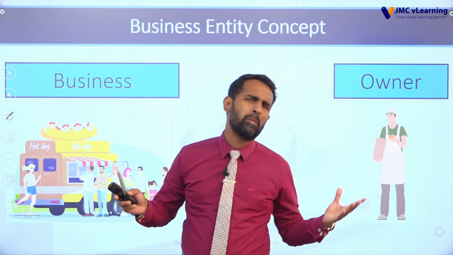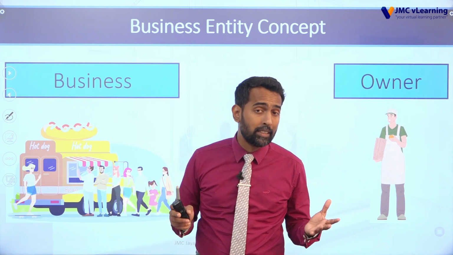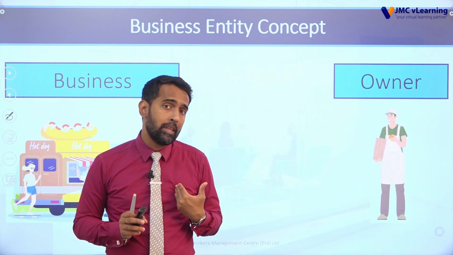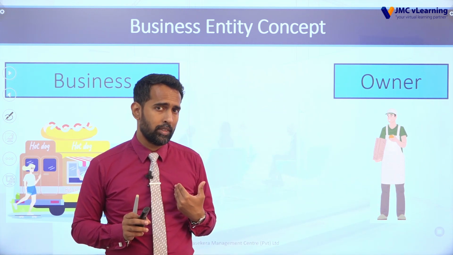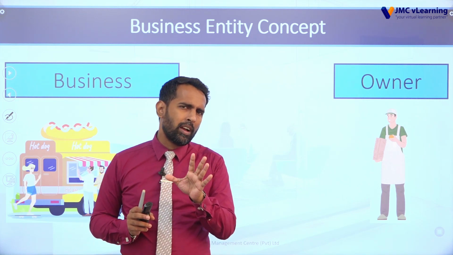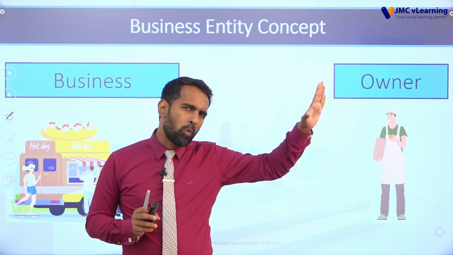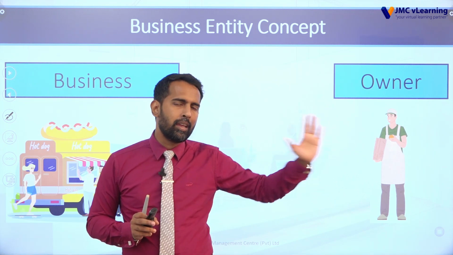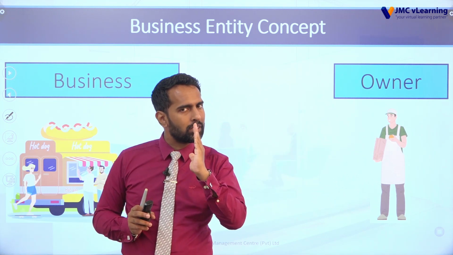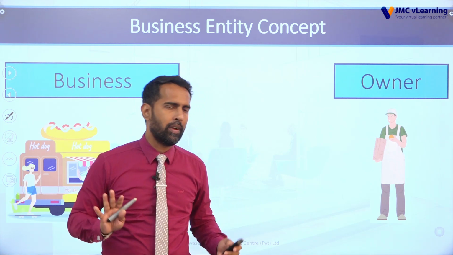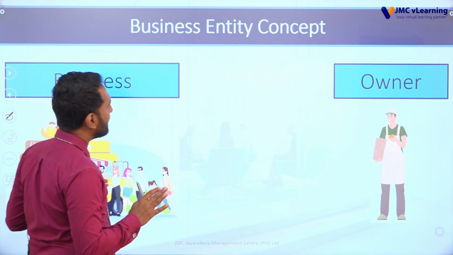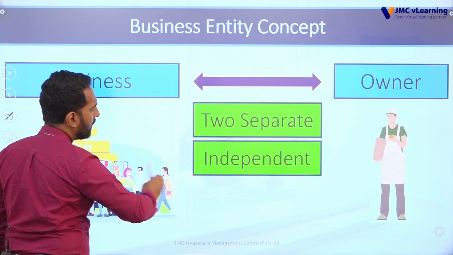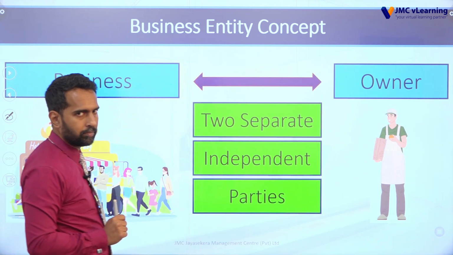Even the people who do the business need to change the mindset, and understand that the business is separate and I, as the owner, am separate. That is the fundamental. That is where we separate the owner's assets, owner's liabilities, owner's things separately, and business income, business assets, business expenses separately. So the business entity concept says the business and the owner are two separate independent parties.